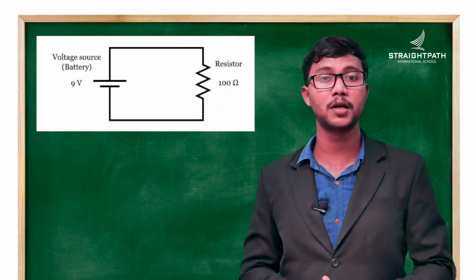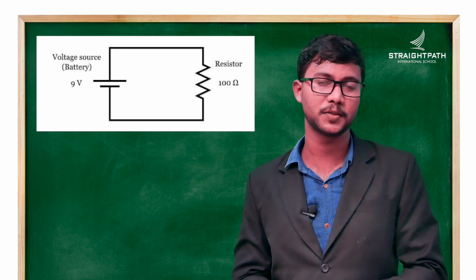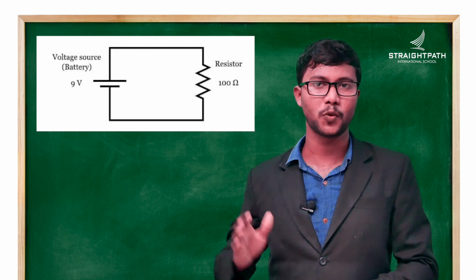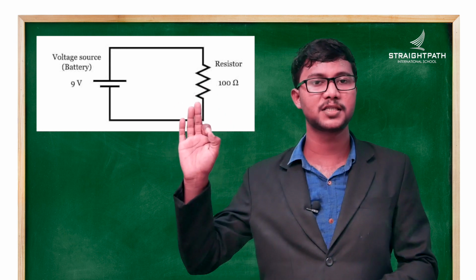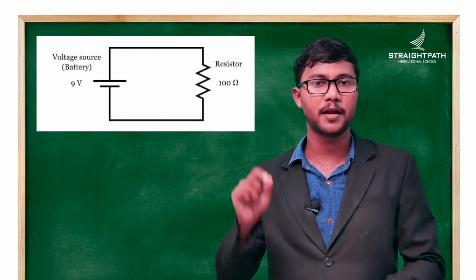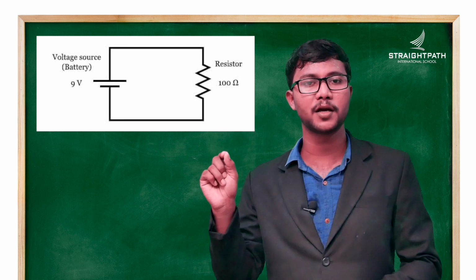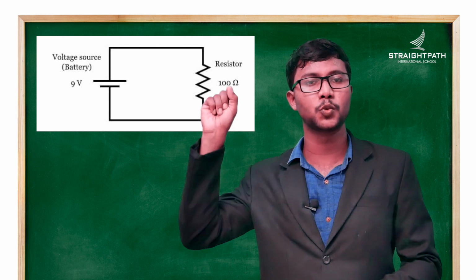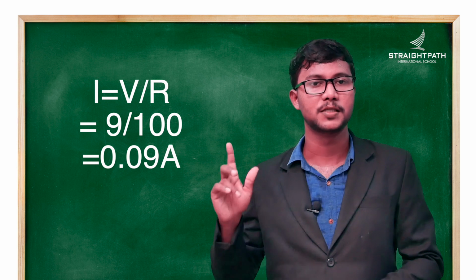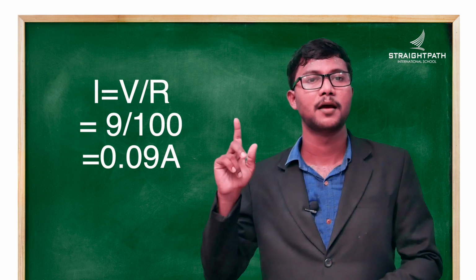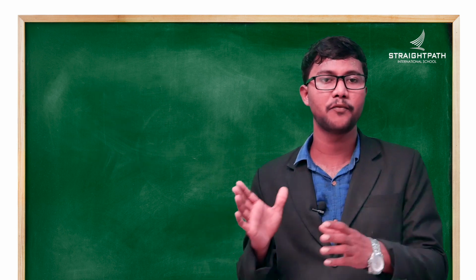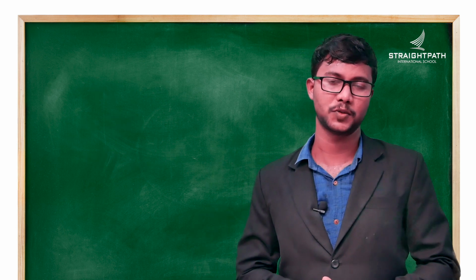Then we can calculate how much current will flow through this circuit. So we have the equation I is equal to V by R. In this, the potential difference is 9 volt and the resistance is 100 ohm. Then according to the equation I is equal to V by R, you will get I is equal to 9 divided by 100. Then your answer will be 0.09 ampere, which is the current flowing in this circuit. So we have applied Ohm's law in this circuit.